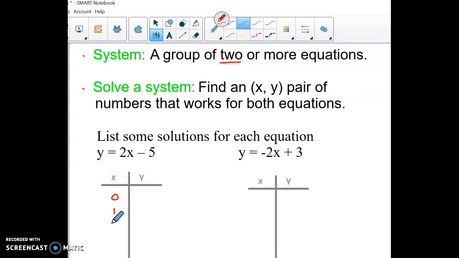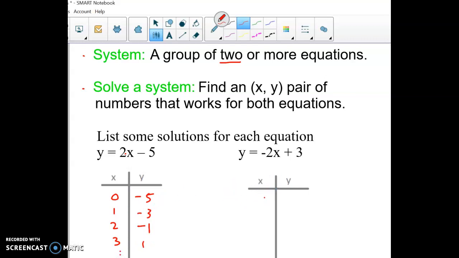So as an example, if I just pick some numbers for x here and plug them in and find y, I'm not going to do all this, but 2 times 0 minus 5 is just negative 5. 2 times 1 is 2 minus 5, negative 3. All right, and individually that has infinite xy pairs, right? We could keep going forever and ever and list all the pairs.